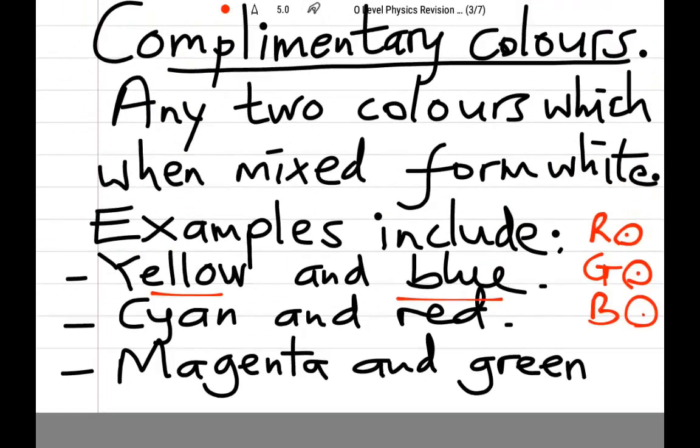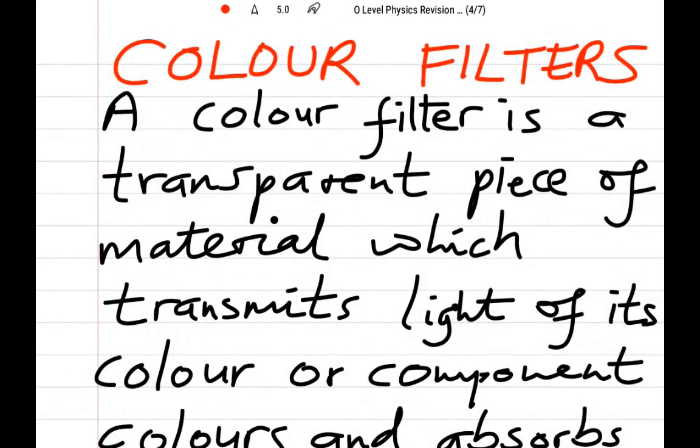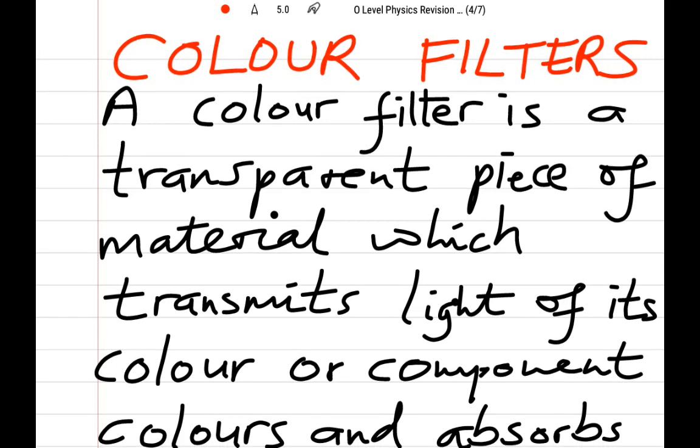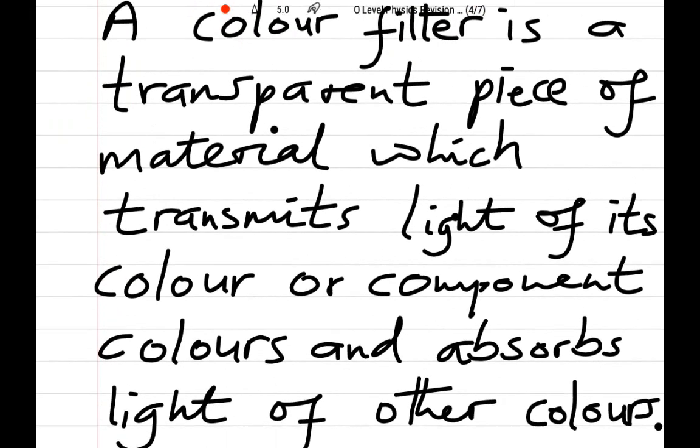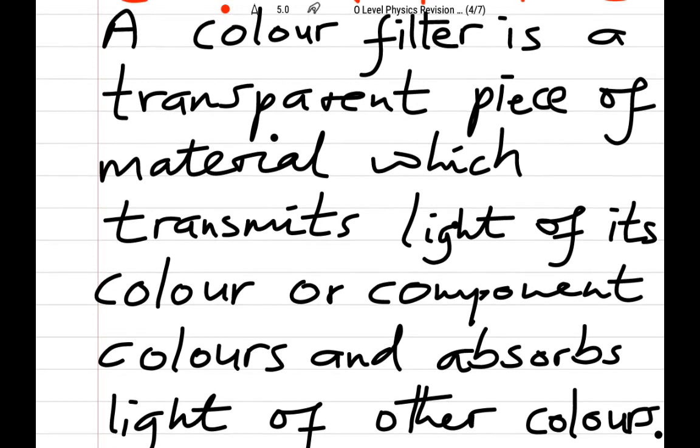Okay, now today our interest is about color filters. A color filter is a transparent piece of material which transmits light of its own color or component colors and absorbs light of other colors. A color filter, a material that will transmit only light of its own color but will absorb light of other colors.